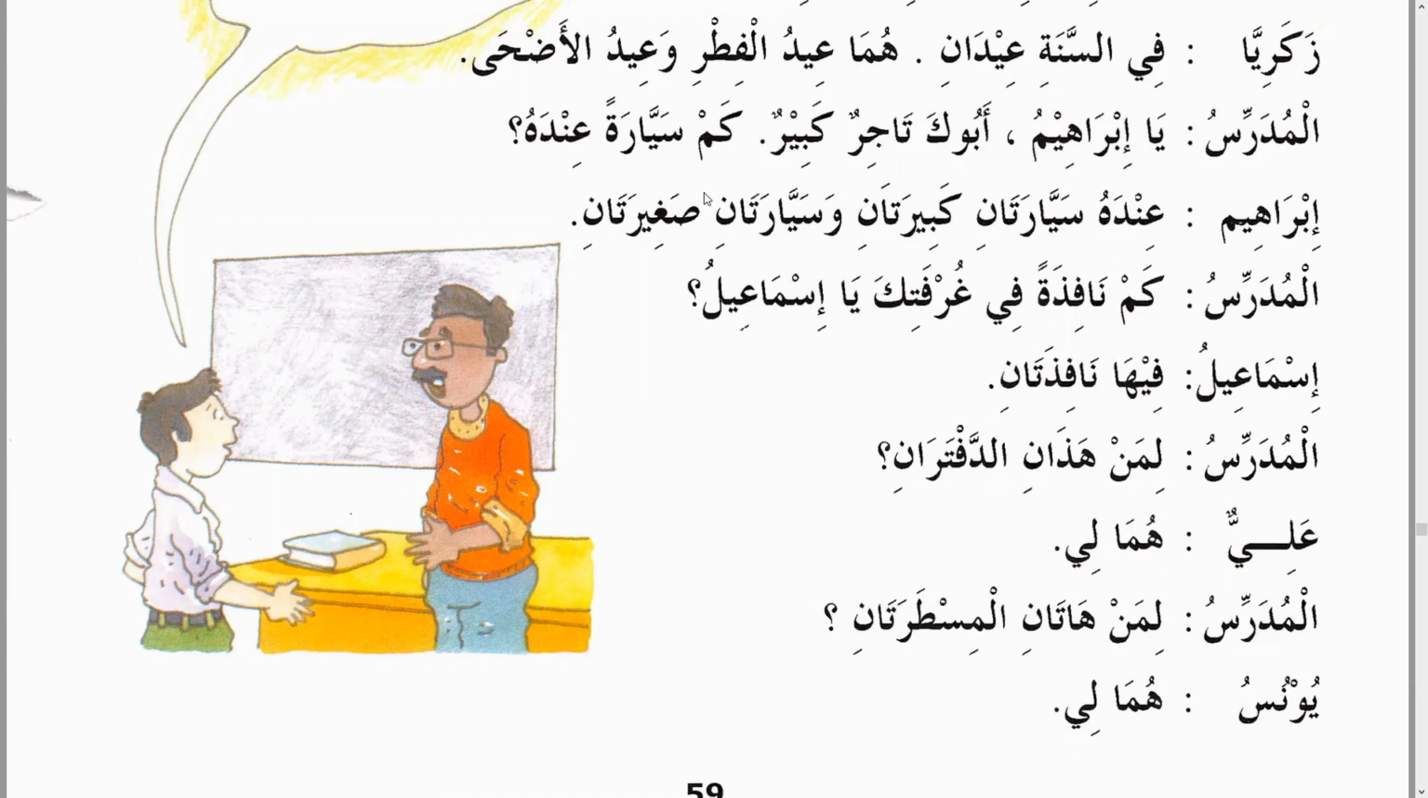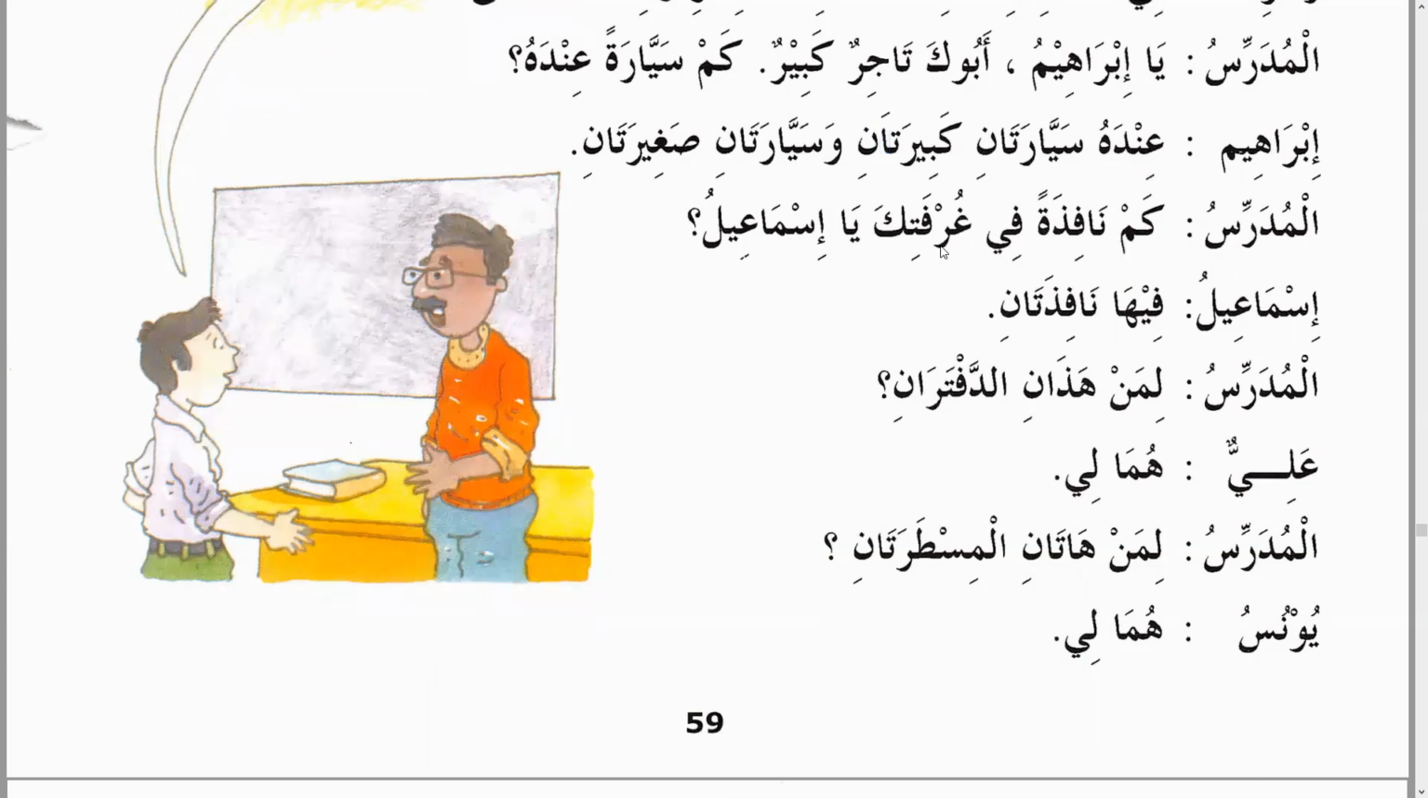So kabiratani, the alif is called aliful muthanna, I mean the alif of dual, and that is the sign of its being marfu, right? Nominative, it is nominative, inshallah. So inshallah we'll learn about this in the future. So indahu sayyaratani kabiratani, he has two big cars, wa sayyaratani saghiratani, and two small cars, right? Two small cars. He has two big cars and two small cars. Al-Mudarris says, then he says, Kam nafidatan fi ghurfatika Ismail. How many windows? Nafida is window. Kam nafidatan fi ghurfatika ya Ismail. How many windows do you have in your room, oh Ismail?